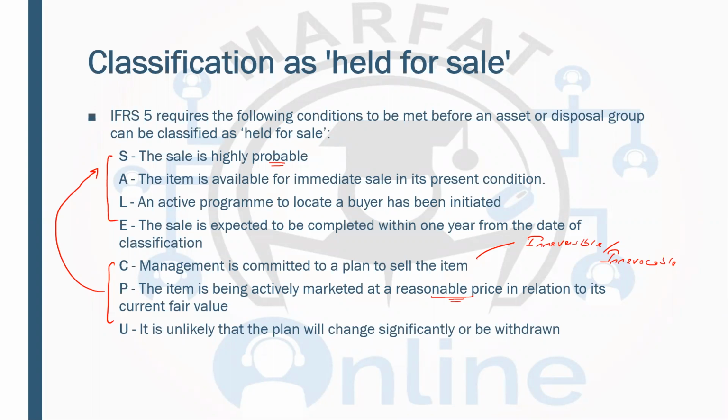And the last thing is it is unlikely the plan will change significantly or be withdrawn. So you can see the last three give the same meaning. That is why I was saying that the first four things should be remembered. SALE. The sale is the main criteria, and the rest is actually the description, or you can say the explanation, of the above one. So if this criteria is met, then you will be able to classify your asset as held for sale.